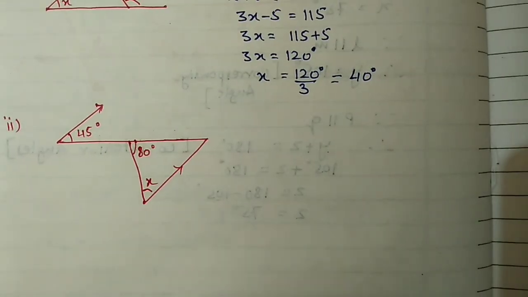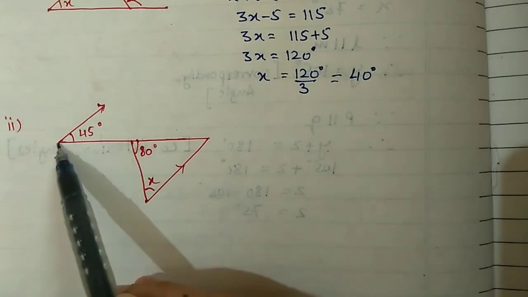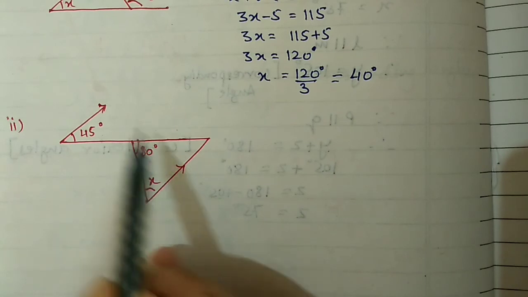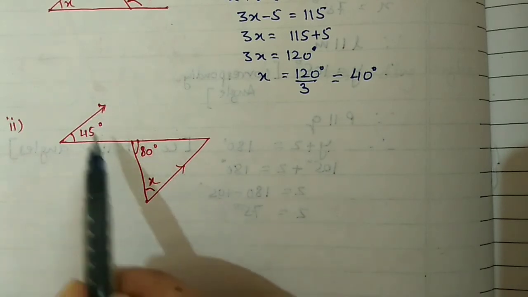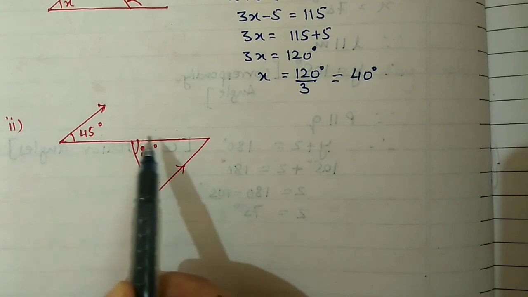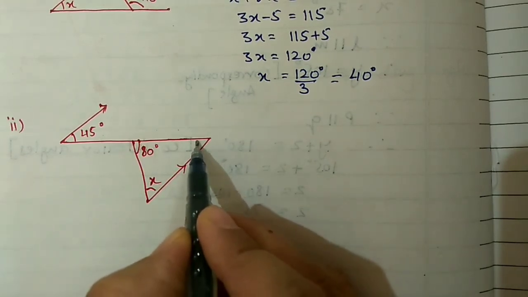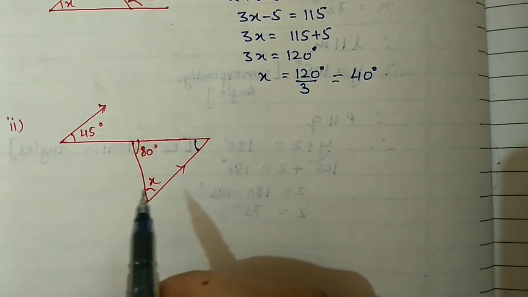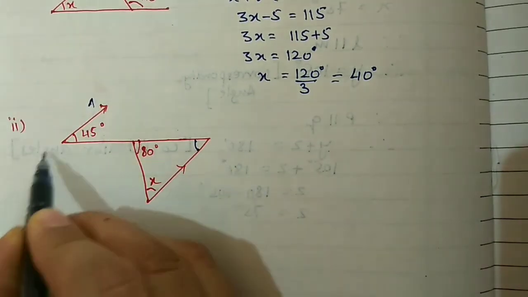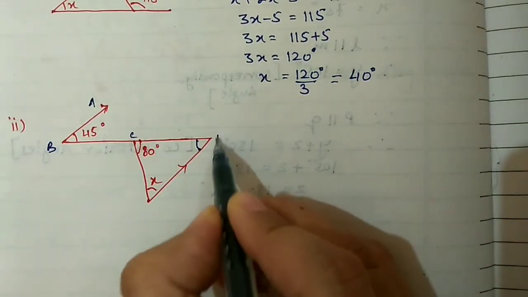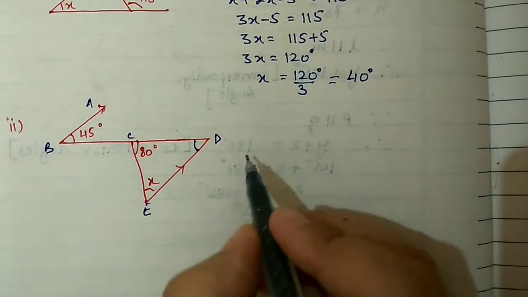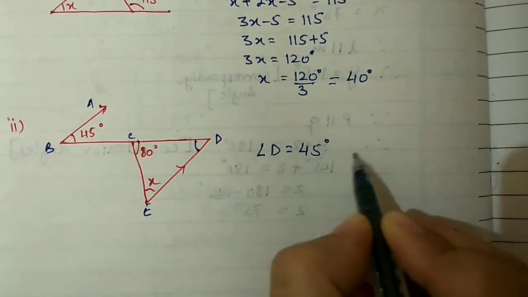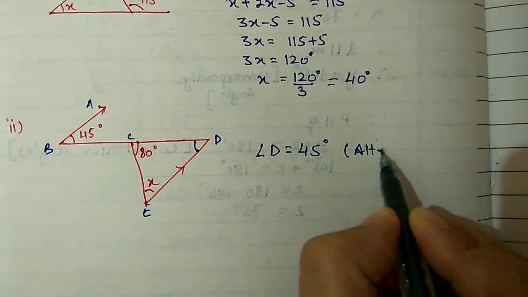Second part of question number 1. In this figure you can see one arrow is on this line and one arrow is on this line. It means these two lines are parallel to each other. These two lines are parallel and this is a transversal line. It means this angle will be equal to 45 degrees, alternate angle. So first of all you can give names to this figure: A, B, C, D and E. Now you can write angle D is equal to 45 degrees. Reason is alternate angle.